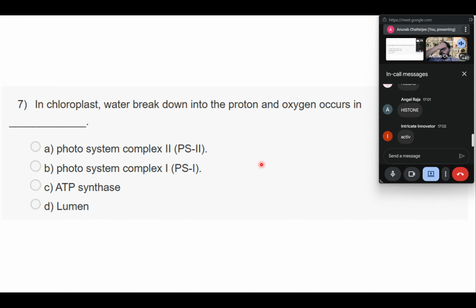Okay, moving on. So now we are taking a step in a different direction, talking about plant cells. In chloroplasts, the breakdown of water into protons and oxygen occurs in which of the following? Photosystem 1, photosystem 2, photosystem 1, ATP synthase, or the lumen. Give me a second to figure this one out.